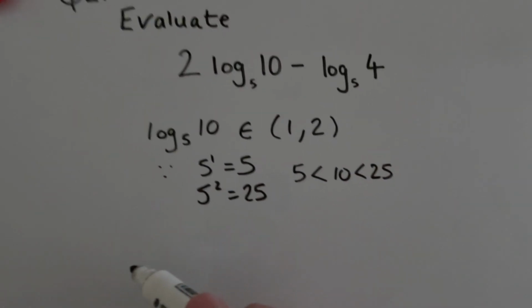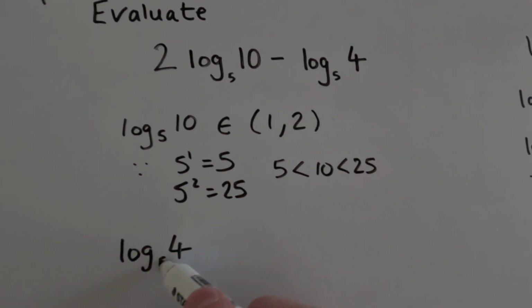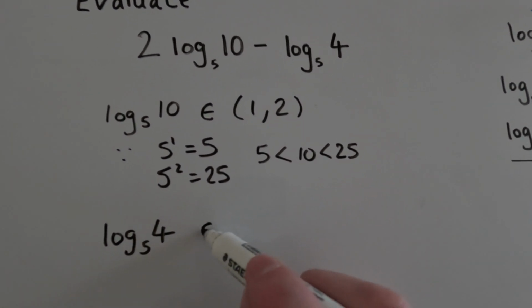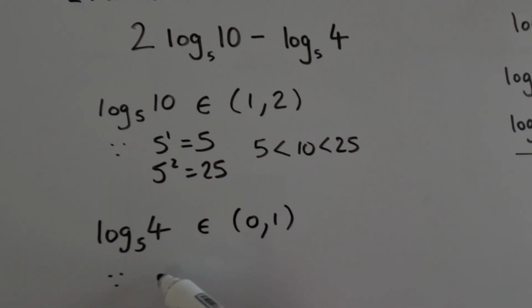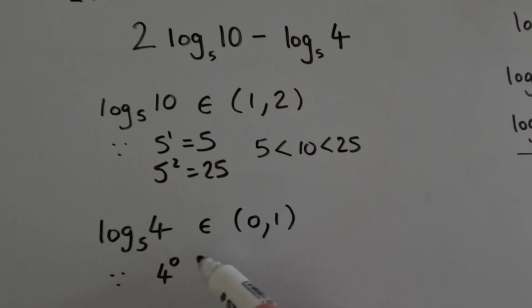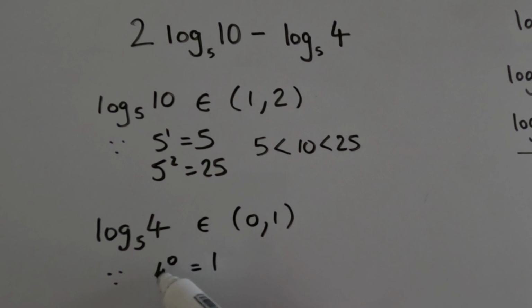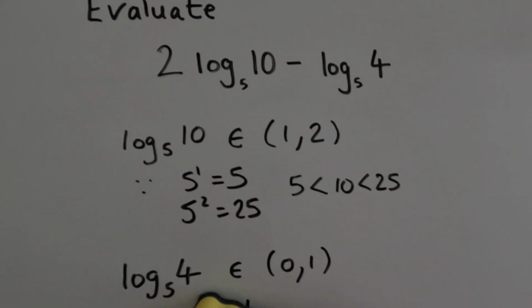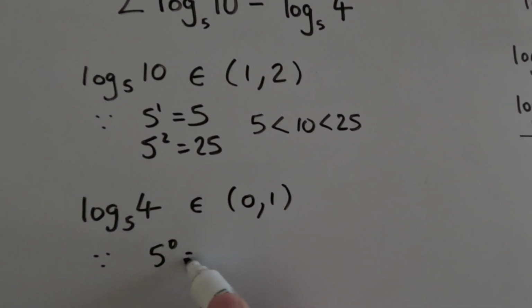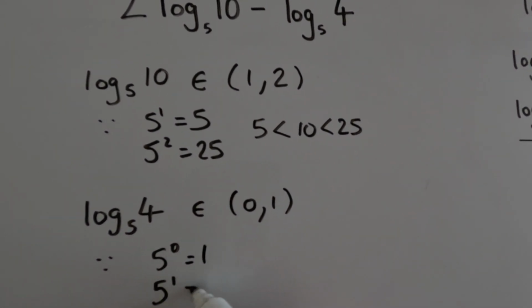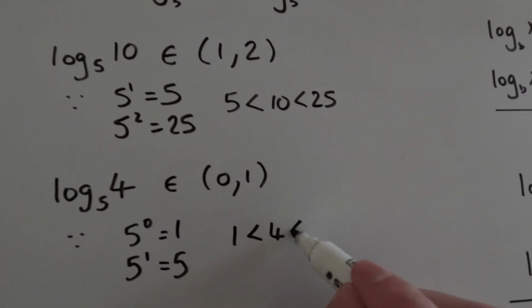Okay, and then if we apply that same logic to the other one, the log of 4 to the base 5 is going to live in the interval 0, 1, since 5 to the 0 equals 1, sorry, I meant to say 5 to the 0 equals 1, and 5 to the 1 equals 5. And 1 is less than 4, which is less than 5.